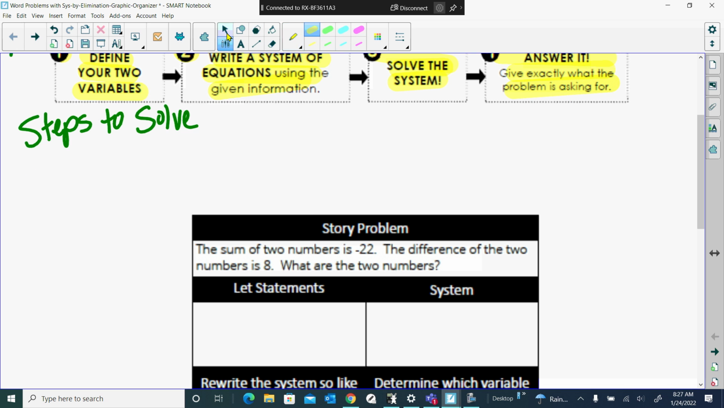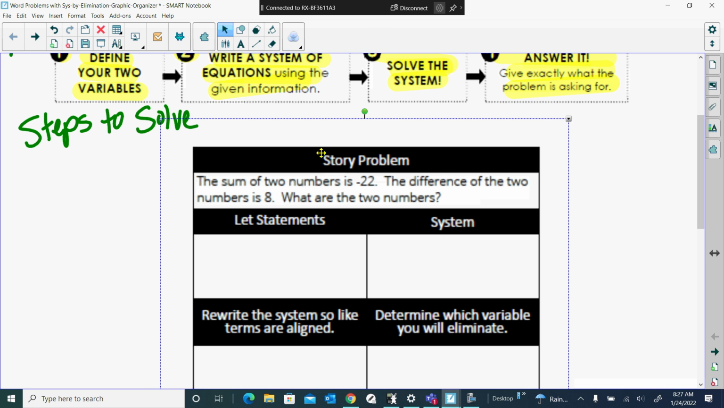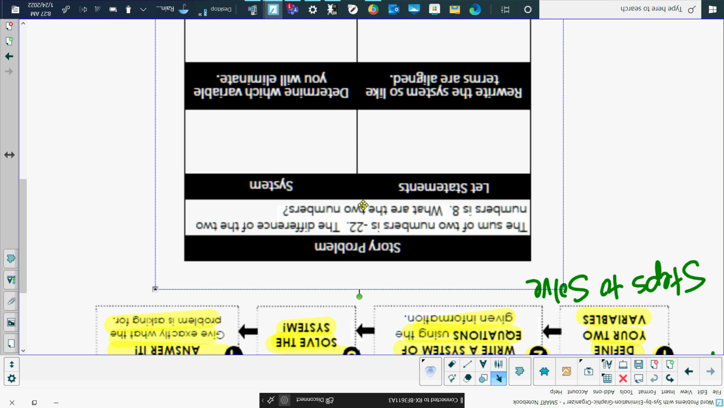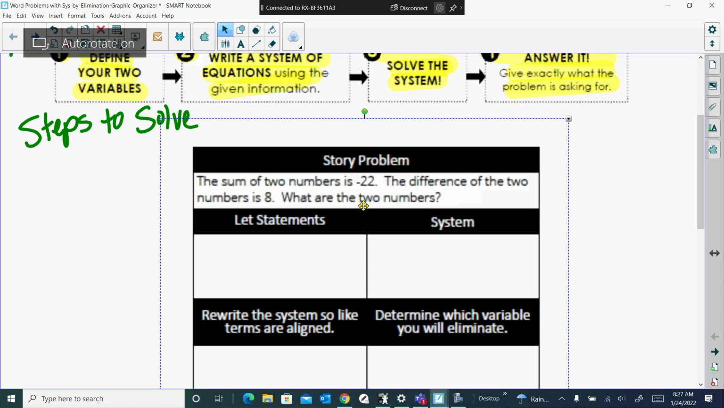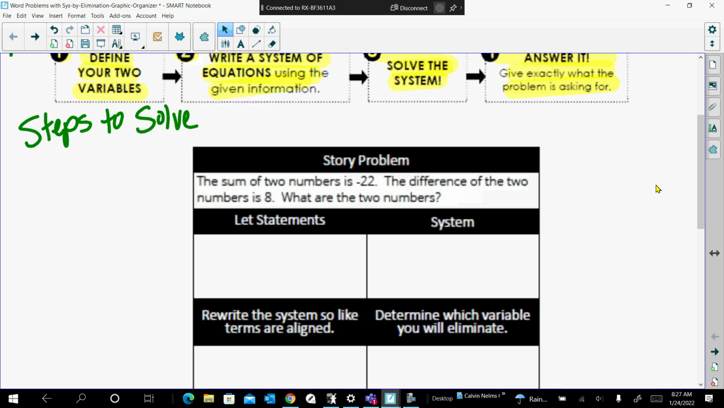All right. So find the sheet with this story problem. The first one we're going to do, and we're going to kind of do together, the let statements. This is right here. Sorry. This is step 1.